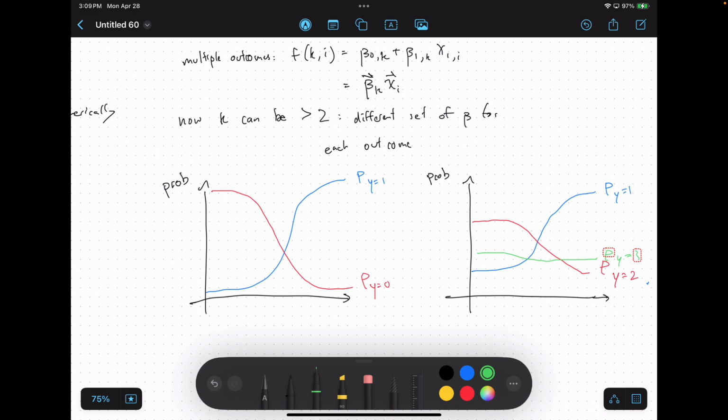Oftentimes, we'll look at an example where we can do it in at least 3D space if you have 2 variables. But the common way people deal with this is you might hold one variable fixed and then look at the variation in probabilities across a range of other variables. So that's a common way to do it. It's maybe a little bit limiting, but it's still better than trying to interpret log odds.